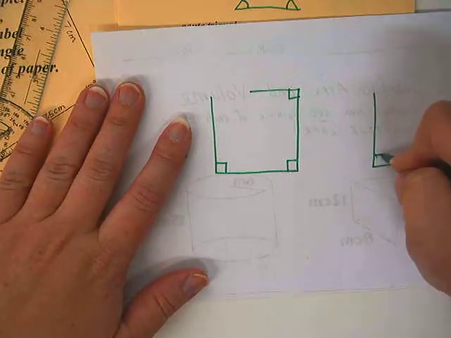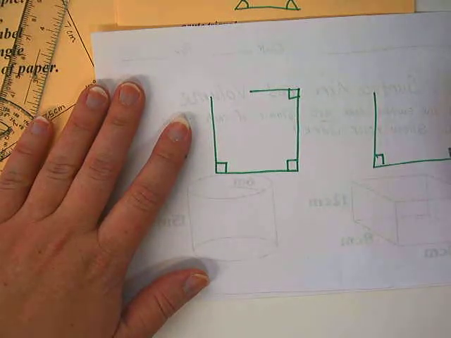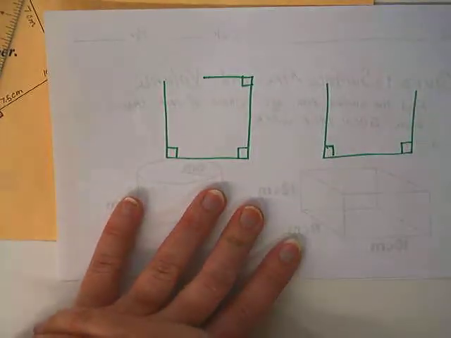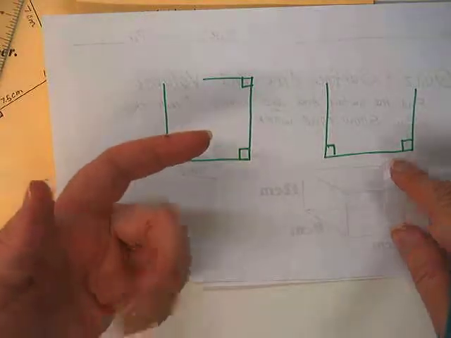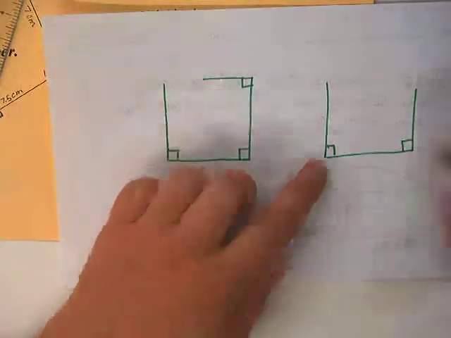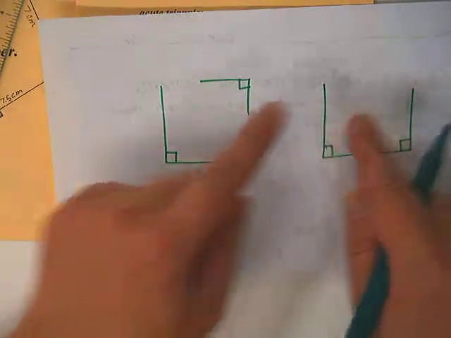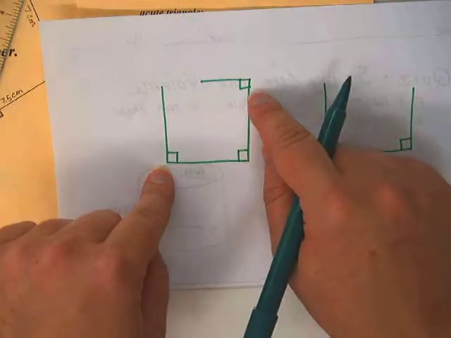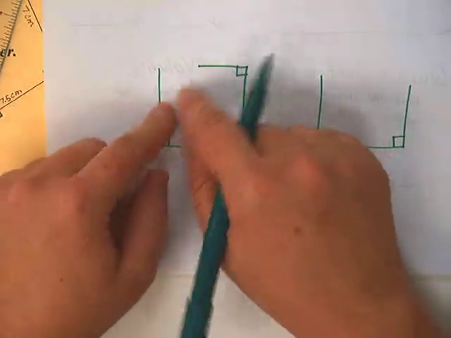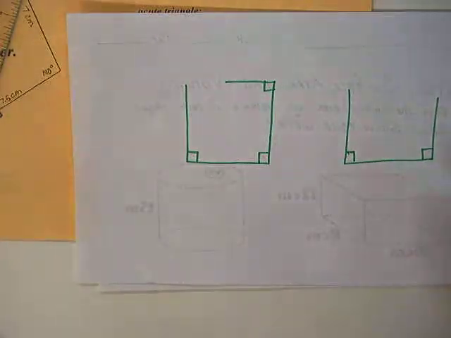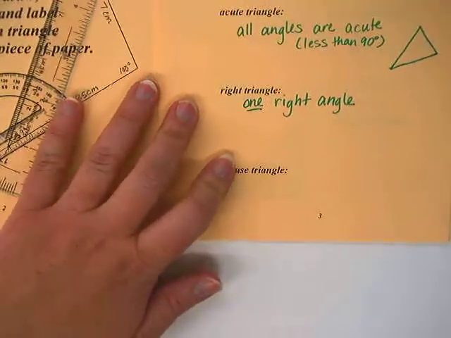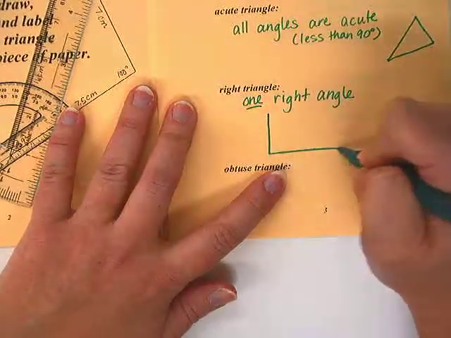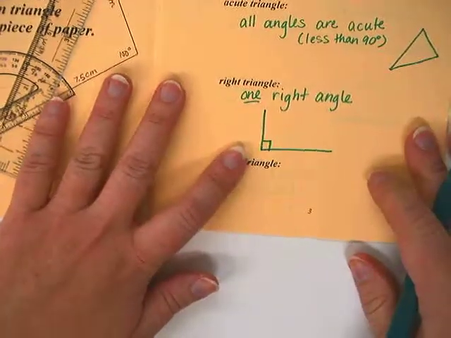Why can't it have 2? Okay, let's try it with just 2. What if we have a right angle here and a right angle here? It's not connected. A triangle has to be connected, right? So if I have 2 right angles, it doesn't connect. If I have 3 right angles, then I end up with an extra side, and it's going to be a square instead. Do you see how you can't have more than 1 right angle? It's just not going to work. So it only has 1 right angle.